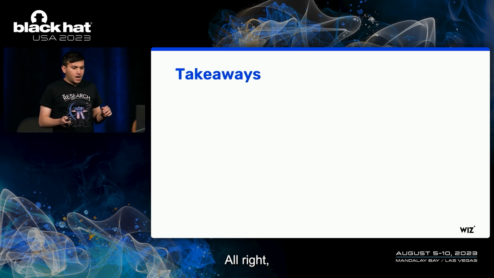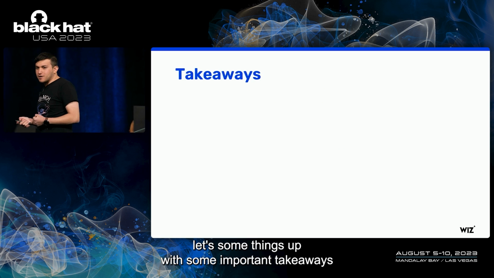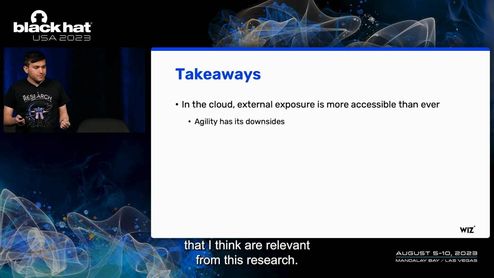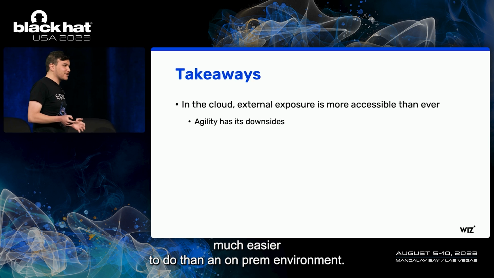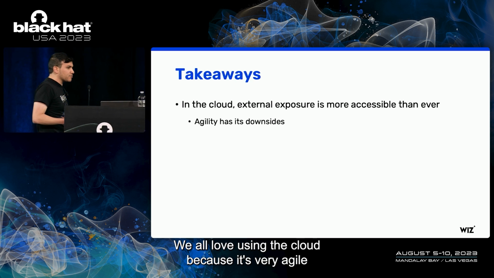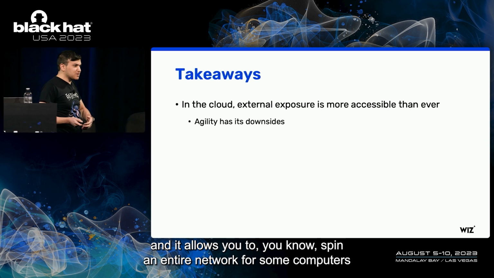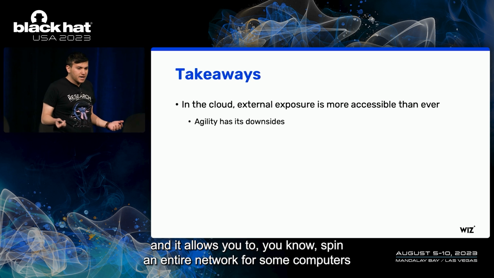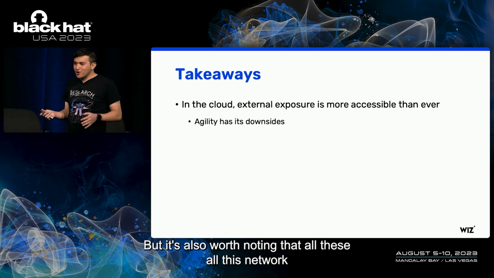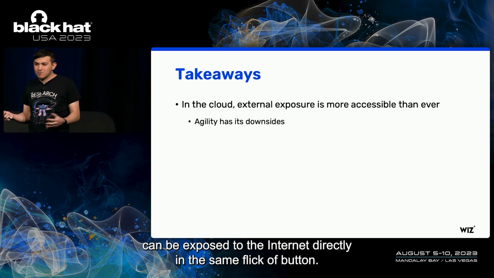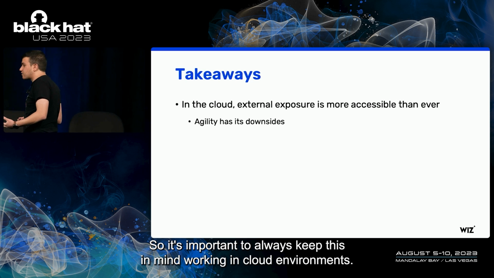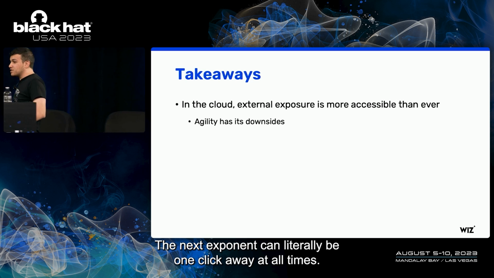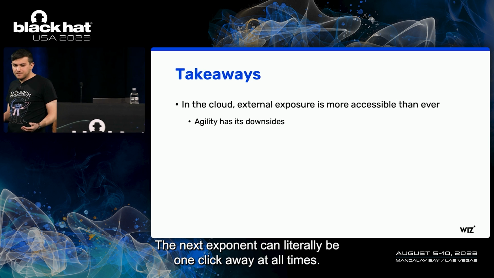All right, let's sum things up with some important takeaways that I think are relevant from this research. First of all, in the cloud, external exposure is much, much easier to do than in on-prem environments. We all love using the cloud because it's very agile and it allows you to spin up an entire network worth of computers in a click of a button. But it's also worth noting that all this network can be exposed to the internet directly in the same click of a button. So it's important to always keep this in mind when working in cloud environments. The next exposure can literally be one click away at all times.